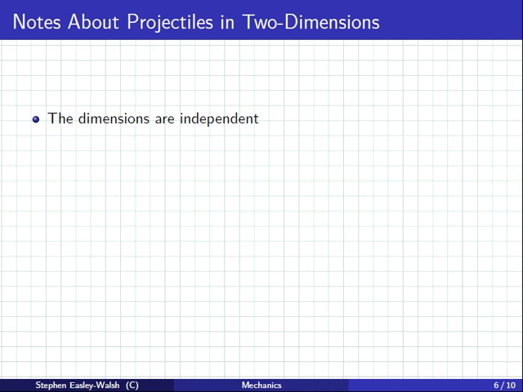Does anybody know or might have a guess? What's the meaning here? The dimensions are independent. By dimensions, I mean the x and the y. They don't affect each other. So what's the consequence of that for the projectile? Any ideas? Horizontal motion is constant. That'll be a different point. The dimensions are independent.